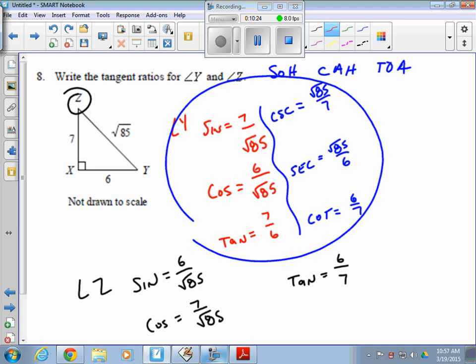Again, your other functions go with those. Tangent pairs with cotangent. It's the inverse, 7 over 6. Cosine pairs with secant. It's the inverse, square root of 85 over 7. And sine pairs with cosecant, square root of 85 over 6. Again, a lot of answers to go with this.